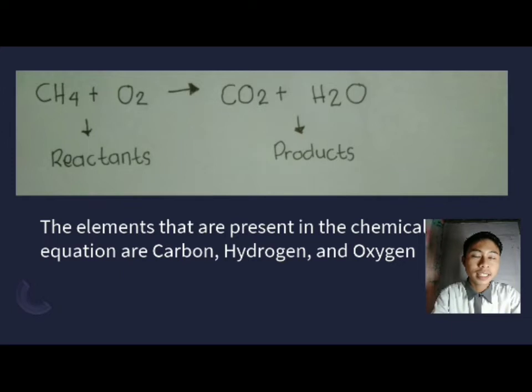Okay, in this example, the methane producing carbon dioxide, the CH4 plus O2 is the reactants. Producing CO2 plus H2O is the product. So, step number 1, identify the elements that are present in the chemical equation. The elements that are present in the chemical equation are carbon, hydrogen, and oxygen.